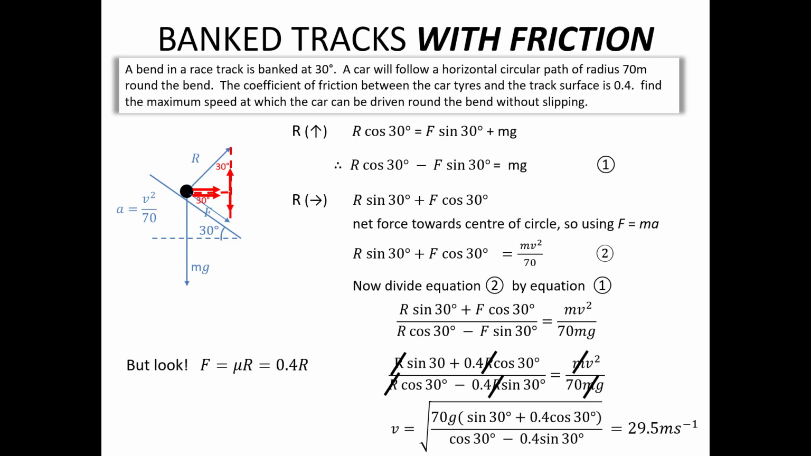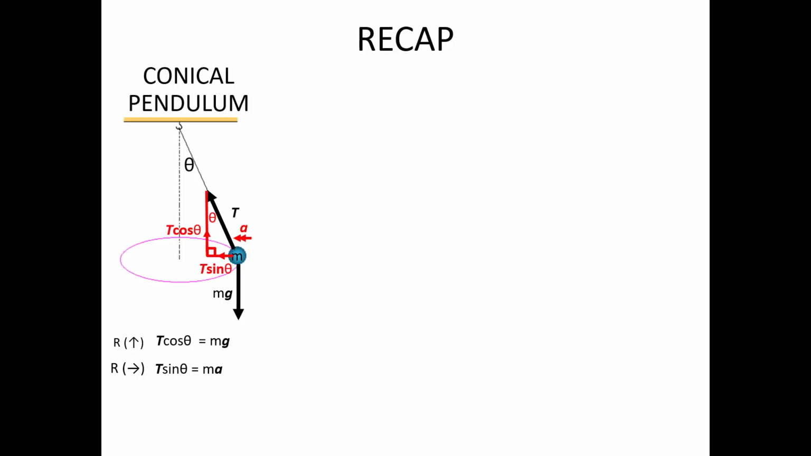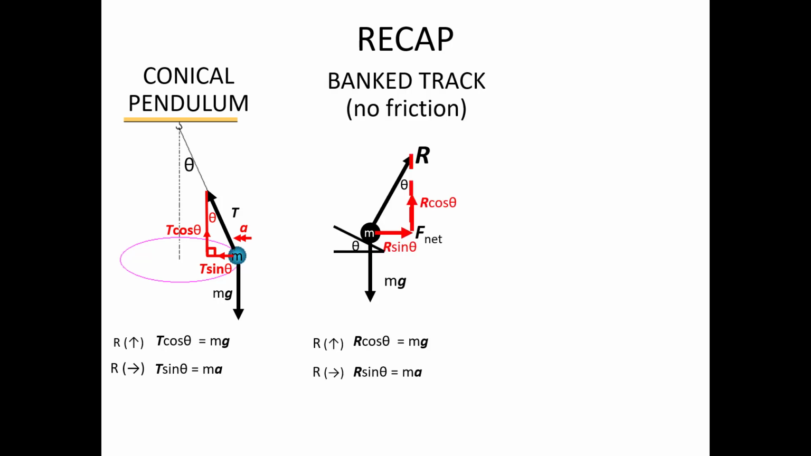So it is a bit more complex when friction is involved, but it is only one additional term in each of your standard equations when you resolve. So to recap, today we looked at conical pendulums, two very simple equations that describe the motion of a conical pendulum. We found that the motion of a conical pendulum was analogous to the motion of a vehicle on a banked track where there was no friction. You just replace all the T's with R's, the normal reaction. But the most realistic example we looked at was on a banked track with friction.